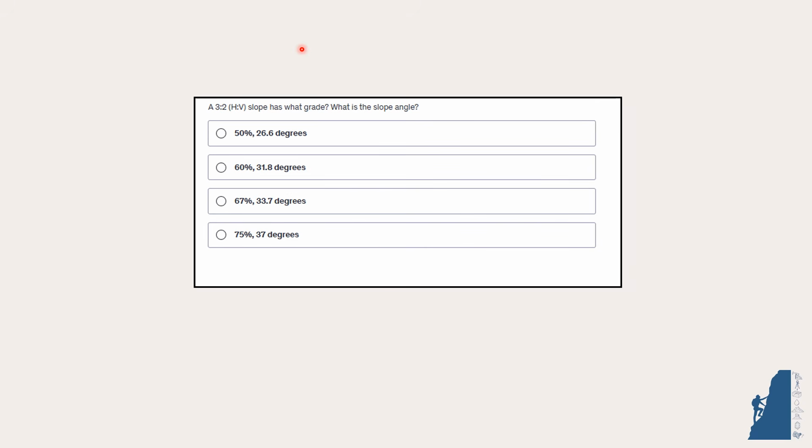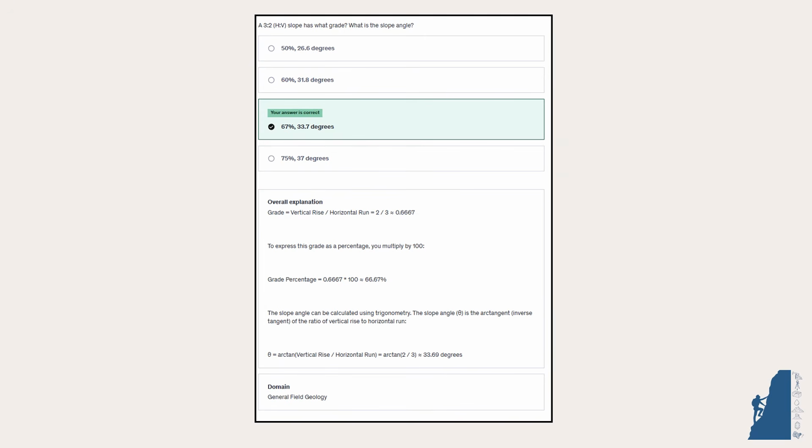So pause the video if you want to try calculating it real fast, and when you're ready, we'll walk through the solution. So this is just some basic math. 2 divided by 3 gives you 0.67 multiplied by 100, 67%. The only option that has that is option 3, so we'd automatically know that's the right answer without having to calculate the arctan. But if you did arctan of 2/3, you get 33.7 degrees. So that's our answer right there.